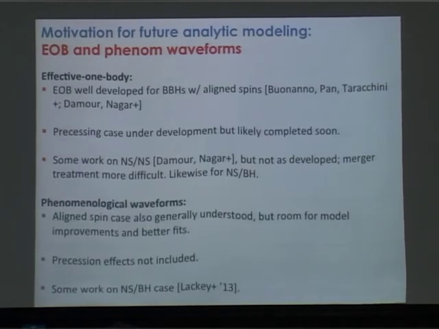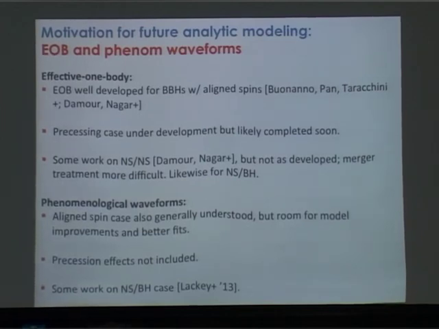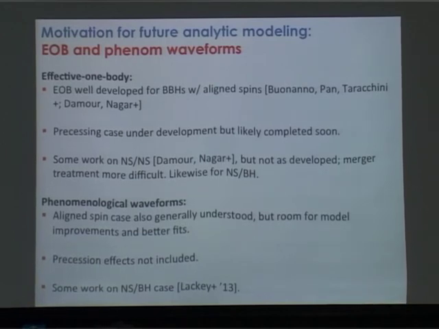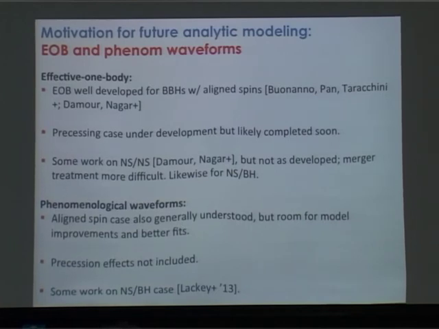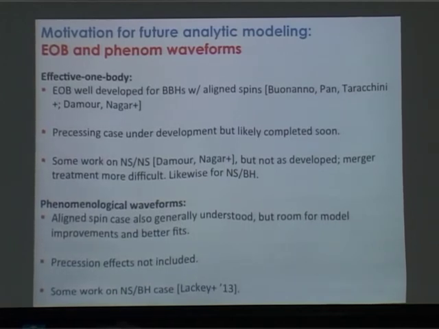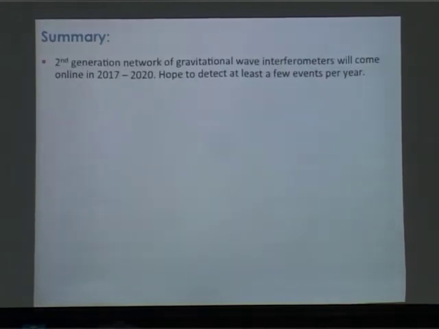For the phenomenological waveforms that Ajit has worked a lot on, I think this aligned spin case is, basically, we know how to compute these types of things in that case, but you can imagine ways of improving the models. Precession effects have not been included, and there's been some work on making these phenomenological waveforms for neutron star black hole binaries, but this is also very early in this period of work.